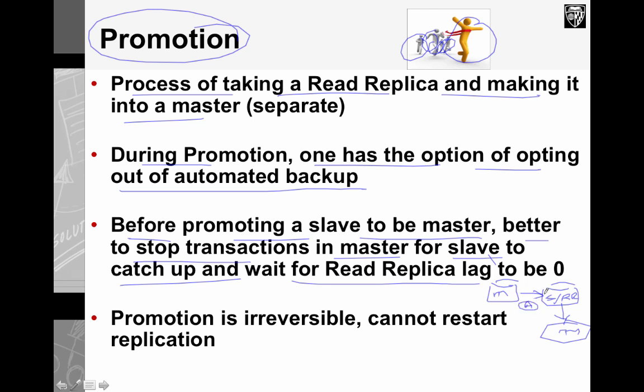It takes a few seconds for the records to be replicated from the master to the slave. If you want all the records from the master to the slave to appear before you convert this slave into a master, you want to make sure that all the transactions have been committed and stopped before you actually take the slave and make it into a master, or make the read replica into a master.